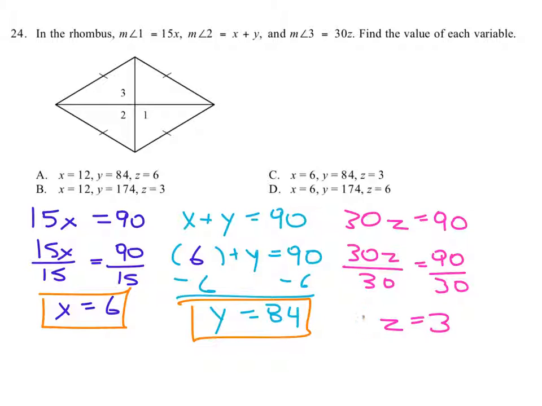So x is 6, y is 84, z is 3, and where do we see that? That is in answer C. There you go. Rhombuses always have diagonals that are perpendicular.